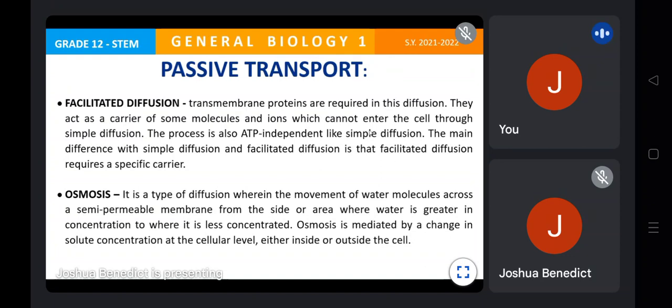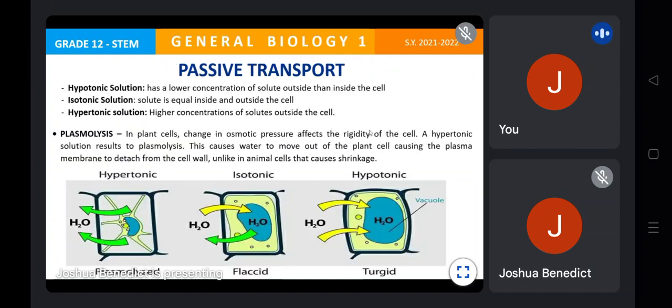So halimbawa, nasa loob ng cell si water, mataas ang content ng solute sa labas ni cell, lalabas si water ng cell. Kung mataas ang solute concentration sa loob ng cell, papasok ang water sa cell. Is that clear? Kaya nagkakaroon ng iba't ibang solution. Diba? Solution is the mixture of the solute and the solvent.